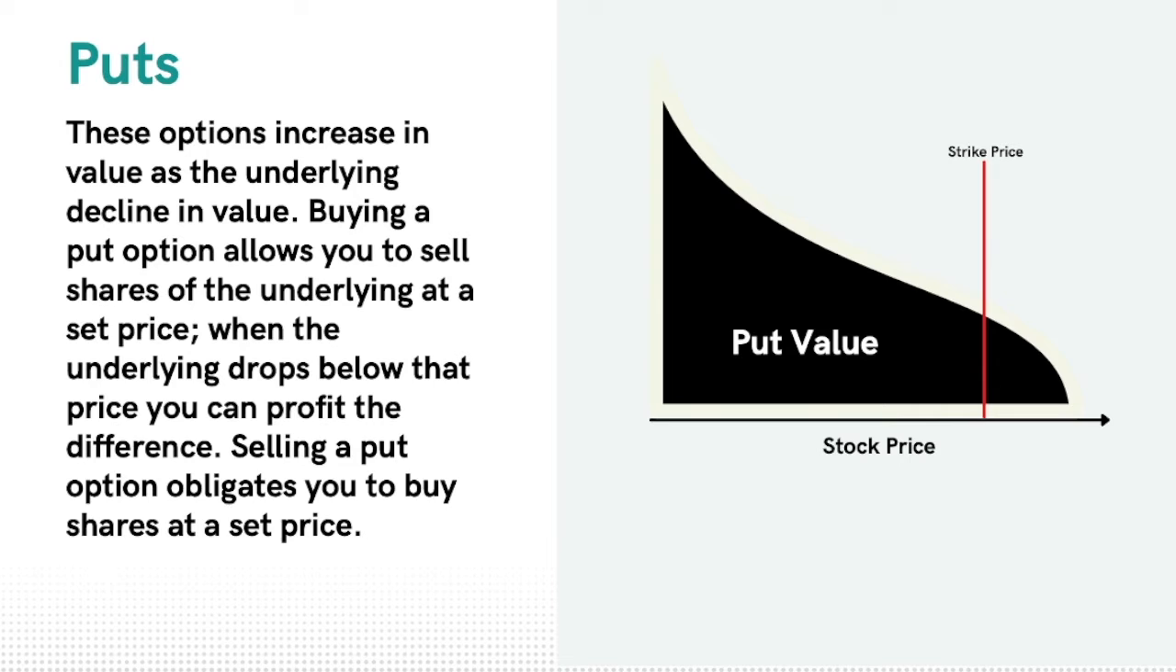Now, how puts work is they allow the contract holder, the person who buys it, to sell shares at a predetermined price regardless of the market value. So you wouldn't want to sell your shares if the market price on the stock is higher, but let's say you buy a put and you set the price at like $60 and then the price per share drops to $30. Well, you can then go to the market, buy shares for $30 and sell them to whoever sold you this put for $60. It's a pretty good deal if the price of the underlying goes your way.